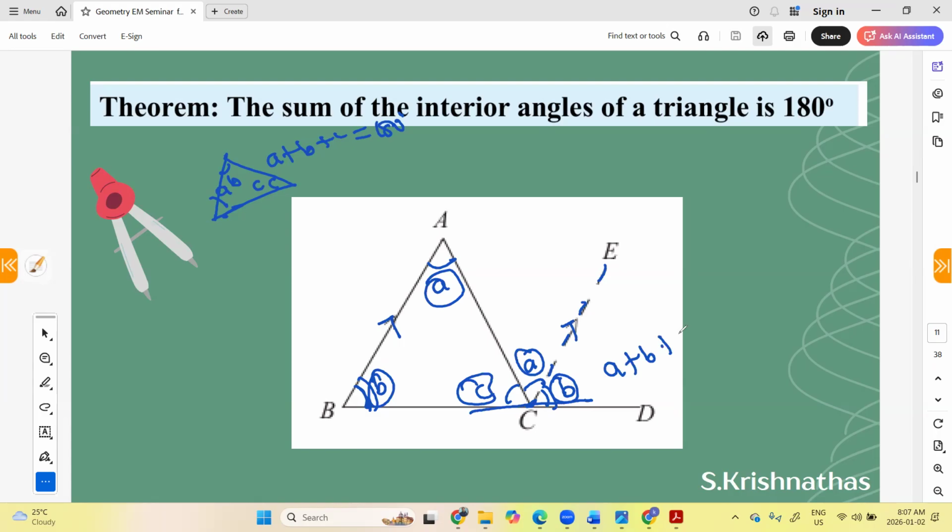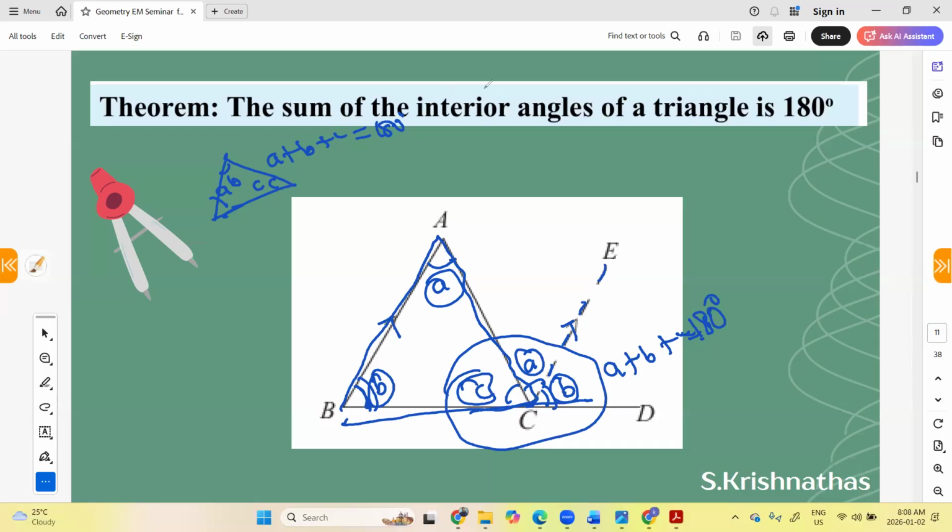Here, A plus B plus C is equal to 180 degrees. Reason, sum of angles on a straight line. Okay, here the sum of angles on a straight line is 180 degrees. But here the same three angles are the interior angles of a triangle. So the conclusion: the sum of interior angles of a triangle is 180 degrees. Okay, this is the basic proof of the theorem: the sum of interior angles of a triangle is 180 degrees.